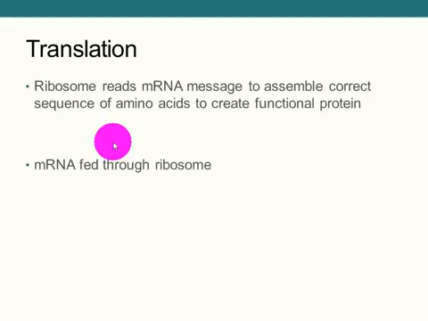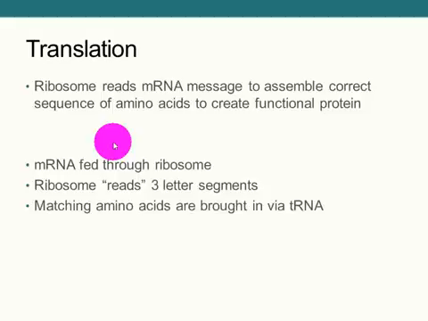So what happens, in summary, is you have your piece of mRNA, and it goes into the ribosome, and it gets fed through the ribosome, and the ribosome looks for those 3-letter segments, those codons. And what it does is it finds one, and then it looks for the tRNA that would go with it.